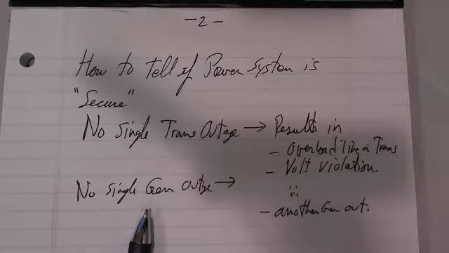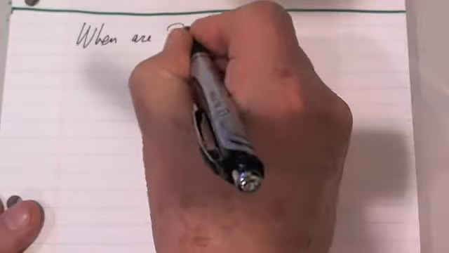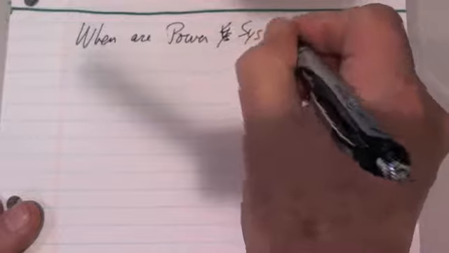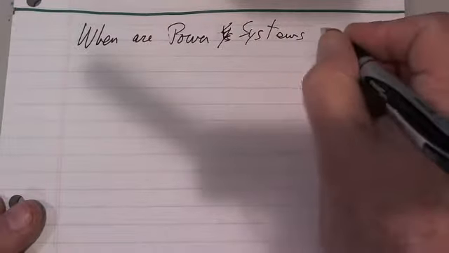Anyway, you don't want blackouts. You don't want the customers screaming. If there's anything, the politicians will come in and do things that you don't want. Now, let's also talk about when our power systems are vulnerable.